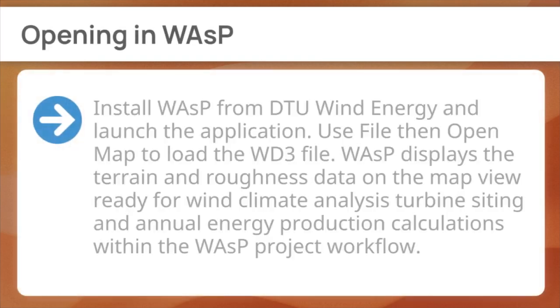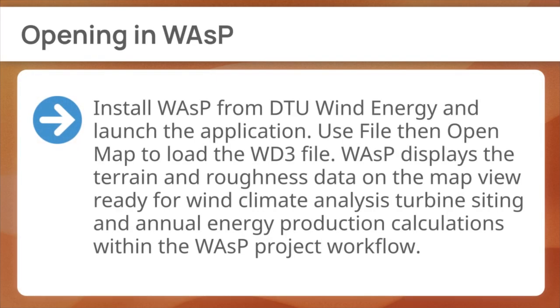First, opening in WAsP. Install WAsP from DTU Wind Energy and launch the application. Use File then Open Map to load the WD3 file. WAsP displays the terrain and roughness data on the map view ready for wind climate analysis, turbine siting, and annual energy production calculations within the WAsP project workflow.